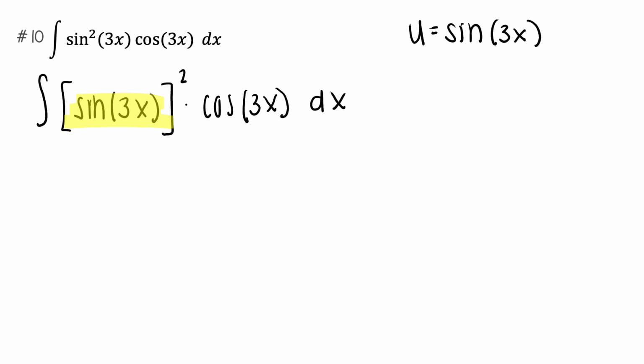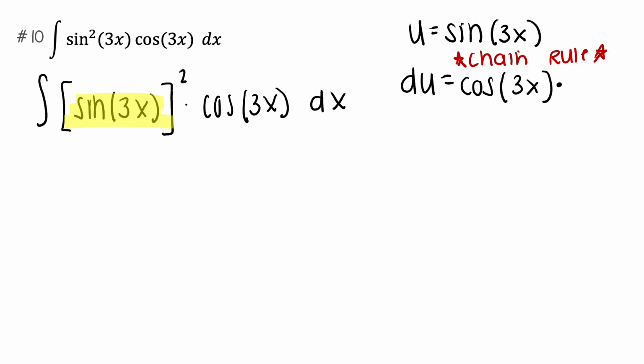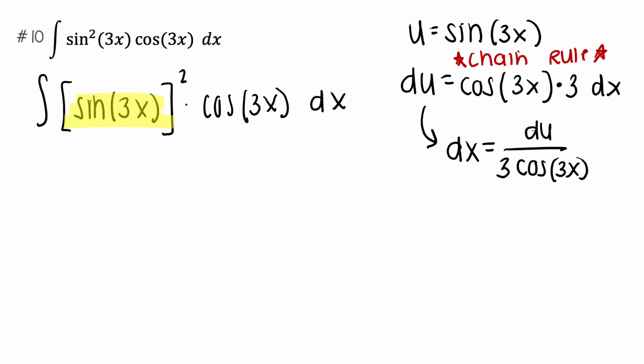Now when I go to take the derivative and I want to find du, I have to be really careful to use the chain rule to take this derivative. So for the derivative of sine of 3x, you take the derivative of the outside, so the derivative of sine would be cosine, keeping our inside the same, and then multiply by the derivative of the inside, which would be 3 dx. So take a second, make sure you understand why we use the chain rule there. And then just like always, let's go ahead and solve for dx. So we get dx equals du over 3 cosine of 3x.